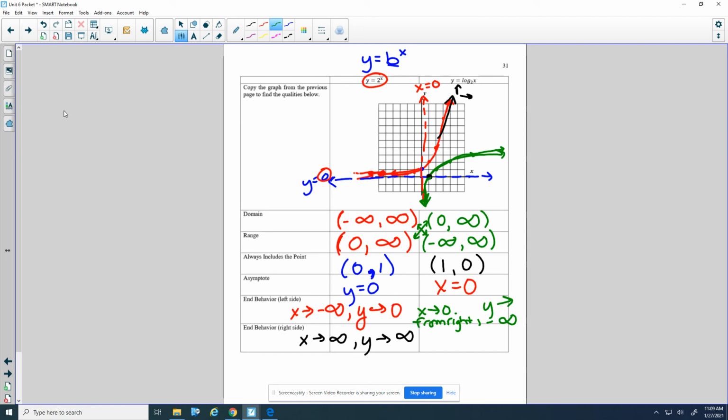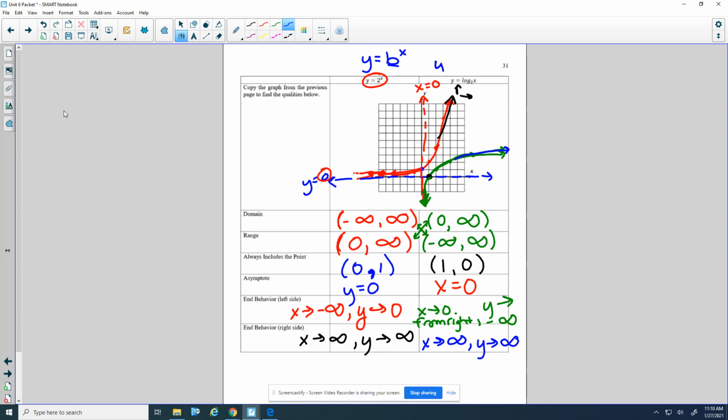To do our end behavior on the right side, so now we're talking about this side, right? X definitely going towards positive infinity. Y ever so slowly, because it's not increasing very quickly, is also going towards positive infinity. Okay. So those are your qualities of your exponential and logarithmic parent functions.